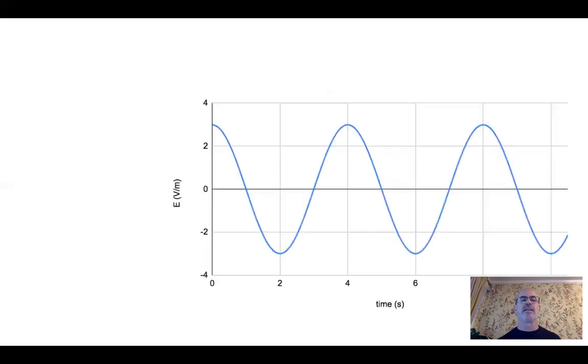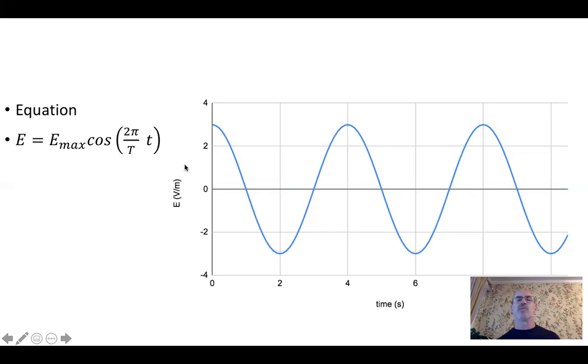So we can represent this wave as an equation. The general equation for this is E equals E max times the cosine of 2 pi over the period times t. Which makes sense, because if you put in one period, it's going to coincide with an angle of 2 pi, and 2 pi over 2 pi gives you a cosine of 1.